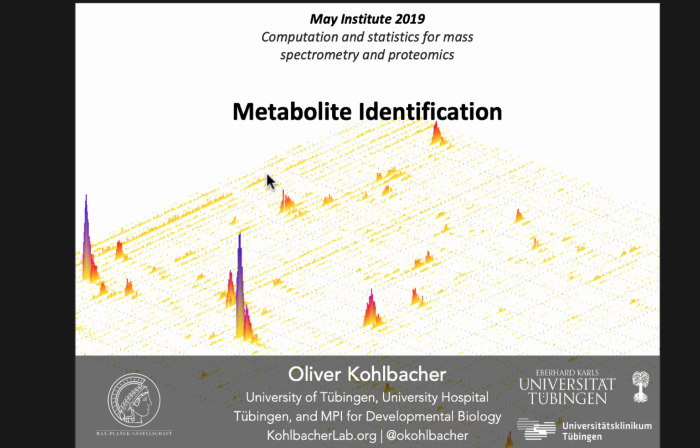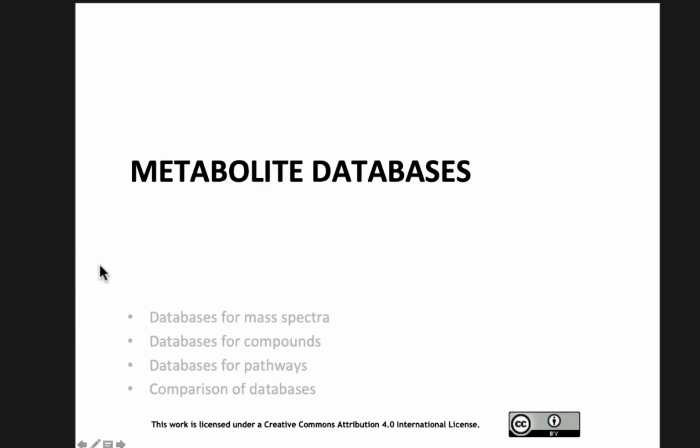Because usually you have to identify only a small subset of what you really observe, and you can spend a lot of time and effort on identifying things that you don't really care about. We will see also that identifying metabolites is a bit expensive if you want to do it right. So the first thing I want to talk about today are metabolite databases.